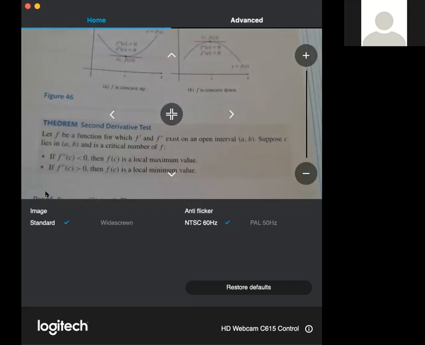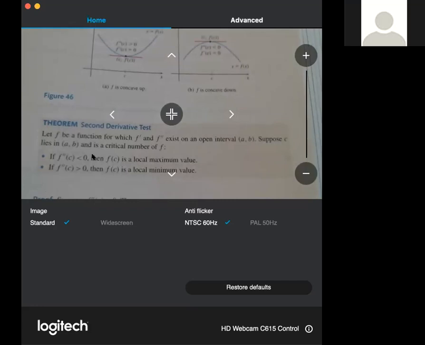If the second derivative is greater than 0, which means it's positive, which means it's concave up, and therefore f of that critical number has to be a local min because it's concave up. The critical point is going to be at the bottom. So it's a local min, all right? So that's the test. You take the critical point, plug it into the second derivative.